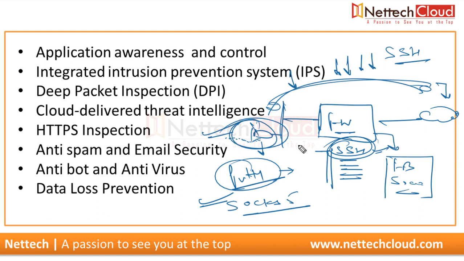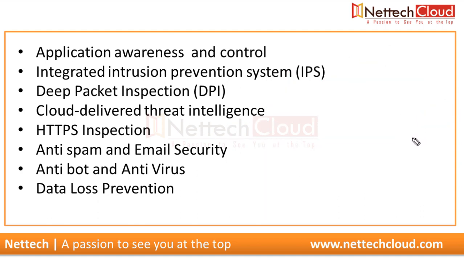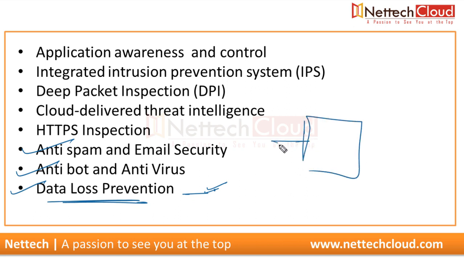So there are different ways to bypass the firewall, but most next generation firewalls do have some feature for decryption. Anti-spam is there, email security, anti-bot, antivirus, and DLP, data loss prevention, for data filtering. It just prevents leakage of any sensitive data, right? So sensitive data leakage can be prevented with this DLP feature. It's another good feature of next generation firewall.